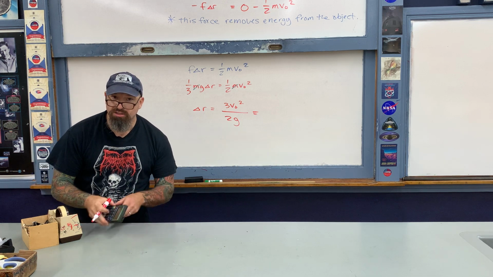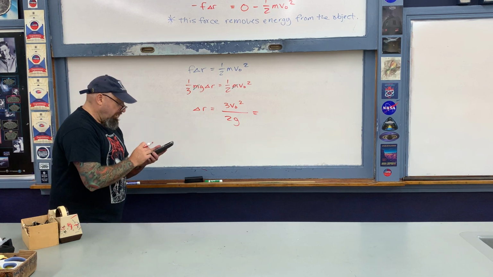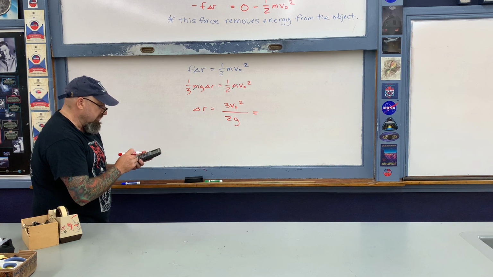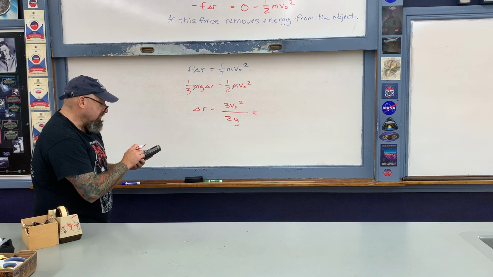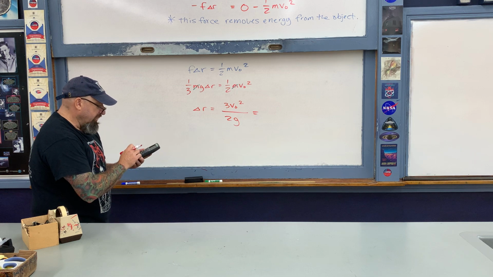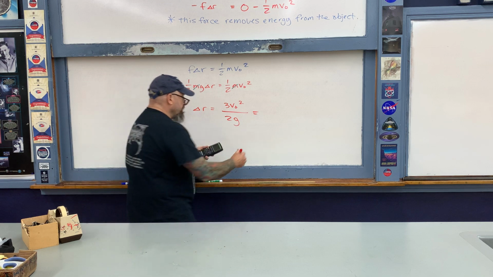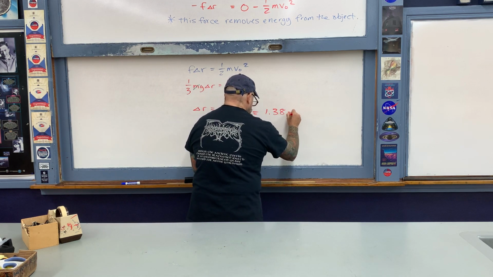When we do, we end up with a distance in terms of meters. All right, so let's see. I've got 3 times v0 squared. So v0 was 3 meters per second. So 3 times 3 squared. So that's a total of 27. And then divide by 2 times g. So 2 times 9.8. And this ends up being about 1.38 or so meters.